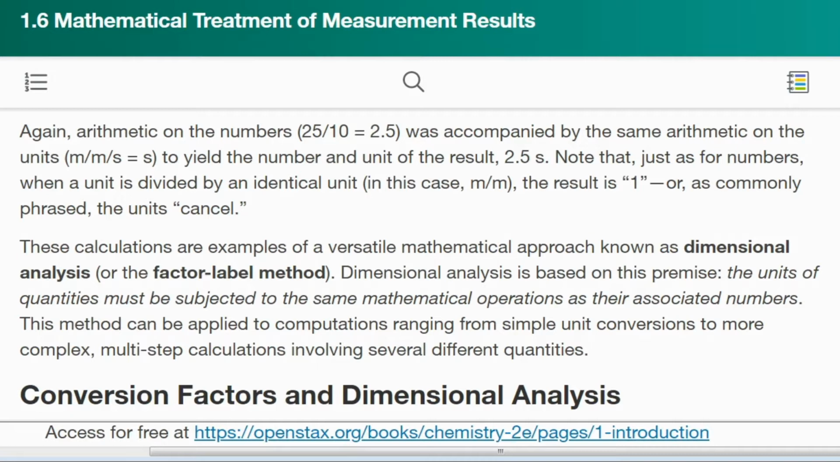These calculations are examples of a versatile mathematical approach known as dimensional analysis, or the factor label method. Dimensional analysis is based on the premise that the units of the quantities must be subjected to the same mathematical operations as their associated numbers. This method can be applied to computations ranging from simple unit conversions to more complex multi-step calculations involving several different quantities.